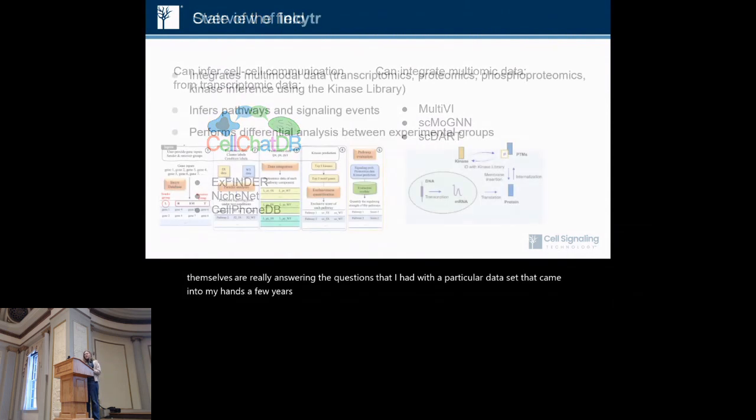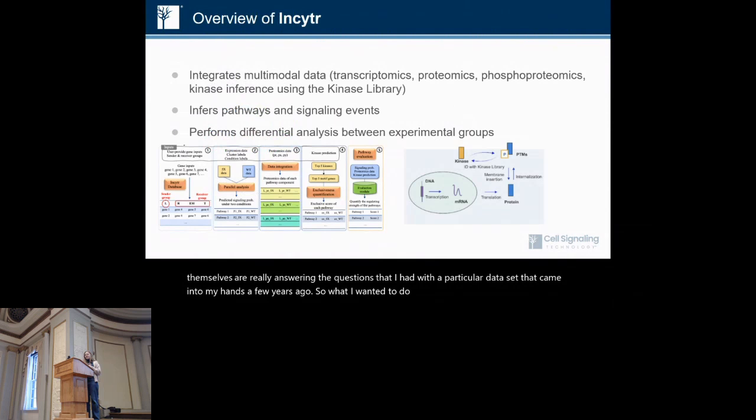So what my group wanted to do was develop a method that integrates multimodal data, and in my case, that means transcriptomics, proteomics, and phosphoproteomics, and infers pathways and signaling events from that data. I also wanted it to be able to perform differential analysis between experimental groups. So here's an overview of what that method looks like.